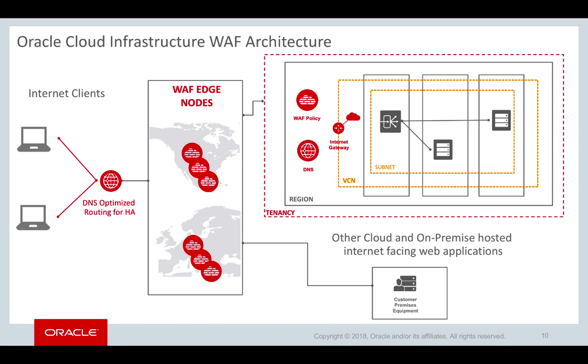Configured as a reverse proxy, the OCI WAF is going to inspect all the traffic going in and out of your web application and identify and block all malicious traffic, protecting your cloud environment and also your on-prem web applications.